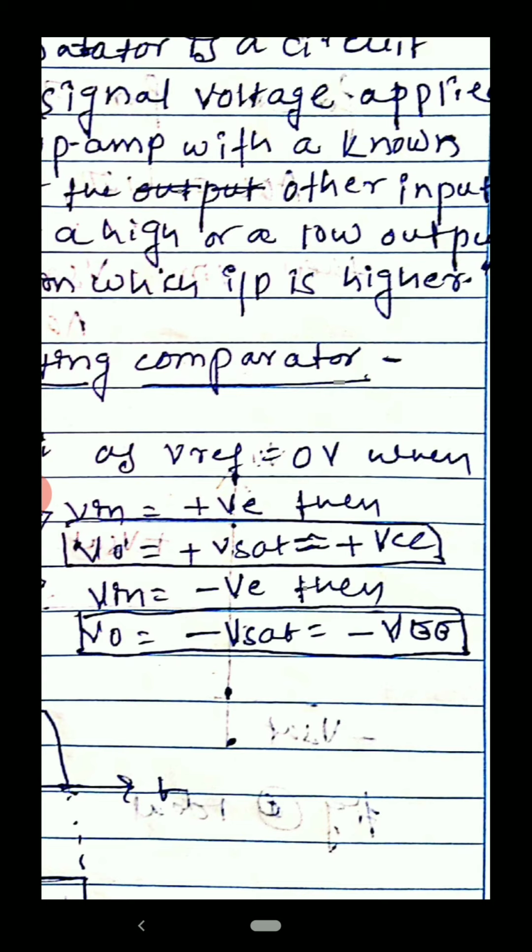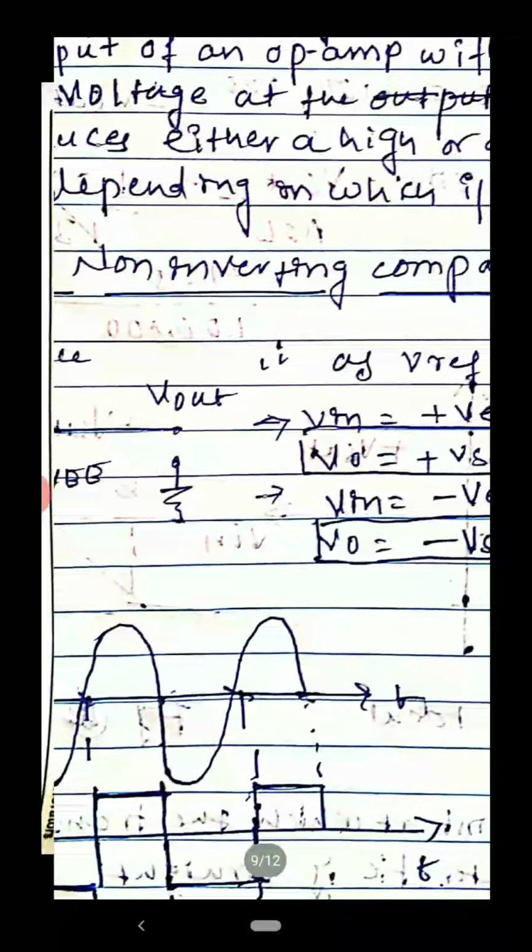Less than 0, because V reference is 0. V input will be compared with the V reference voltage. In that case, V naught will be minus V saturation, which will be nearly equal to minus VEE.